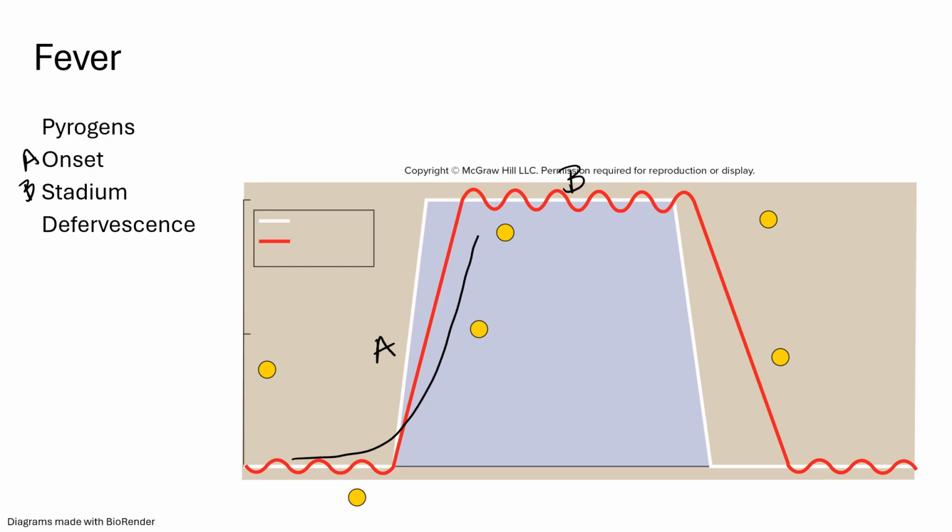At some point, though, your white blood cells really start to overcome that invader, and your hypothalamus stops getting so many of those pyrogens floating around. And your body temperature starts to lower again. And this is what is called defervescence.